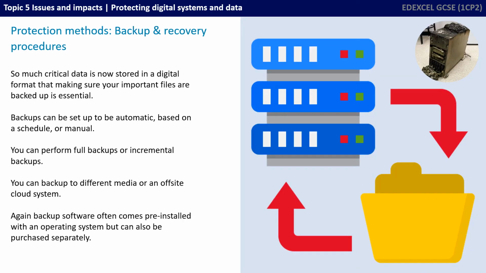And finally, there's backup and recovery procedures. So much critical data is now stored in a digital format that making sure important files are backed up is absolutely essential. Backups can be set to be automatic, based on a schedule, or manual. You can perform full backups or incremental backups that just back up information that's changed. You can back up to different removable media or indeed to an off-site cloud system. Again, as with antivirus software, backup software typically comes pre-installed with an operating system, but you can also purchase it separately from proprietary vendors.